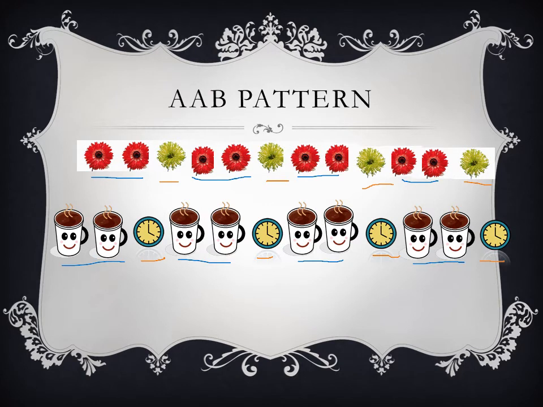The next repeating pattern that we're going to look at a little bit more is AAB. So we still have the same flower pattern first. So this time we have two reds back to back, because remember the reds are A's. So since we have an AAB pattern, that means we have two A's first. So we have red, red, so two red flowers, and then we have the B, which is the green flower.